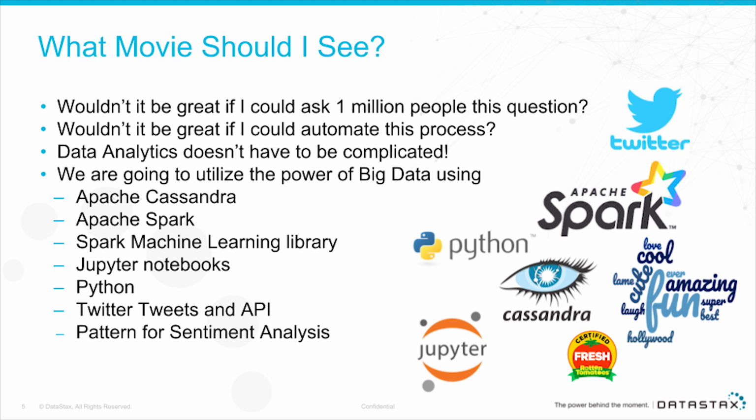So we're going to utilize the power of big data using Apache Cassandra, Apache Spark, the Spark machine learning libraries, Jupyter Notebooks, Python, PySpark, which I didn't mention here, Twitter Tweets and the Twitter Dev API, and we're going to use Pattern, which is actually a Python package for sentiment analysis.